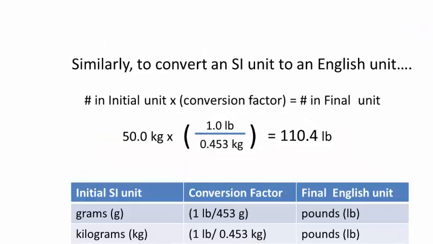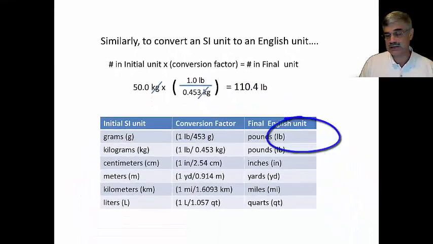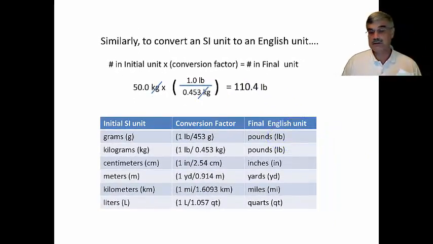The same way. You take the value in the initial units, 50 kilograms, and multiply it by a conversion factor. In this case, 1 pound is equal to 0.453 kilograms, setting it up so that the kilograms will cancel out. Do the math, and you get the answer that 50 kilograms is equal to 110.4 pounds. Now, obviously, that's not my weight, but maybe it's somebody's.